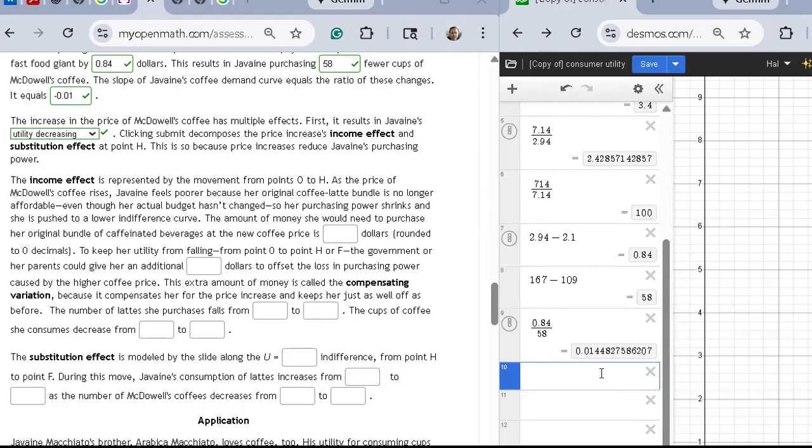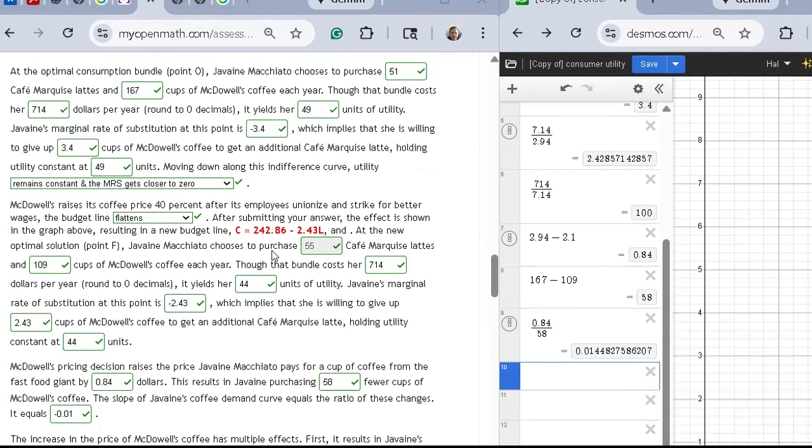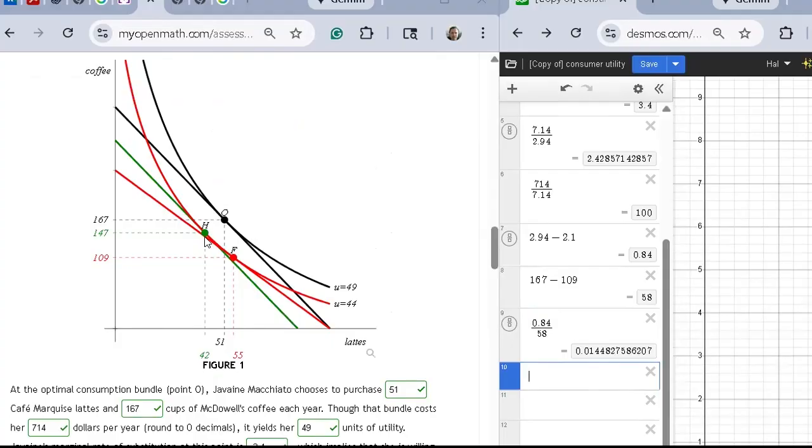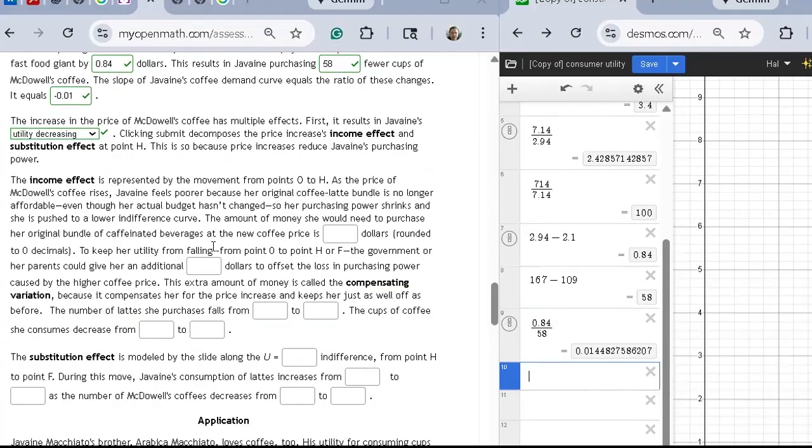The income effect is represented by the movement from points O to H, as I mentioned above, from here to here. As the price of McDowell's coffee rises, Javine feels poor because her original coffee latte bundle is no longer affordable, even though her actual budget hasn't changed. So her purchasing power shrinks and she is pushed to a lower indifference curve.